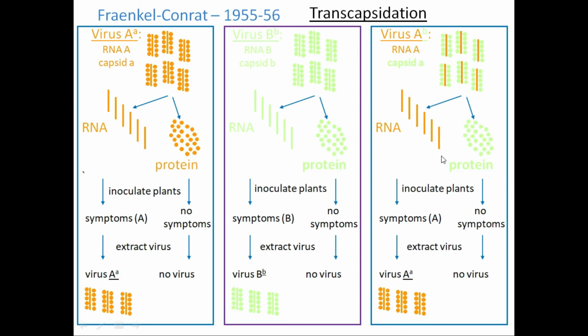Now we inoculate these RNA and proteins separately into plants. So the plants inoculated with the RNA molecules got symptoms, and we get the virus A. And the proteins when inoculated to plant gave no symptom and no virus. So here, though this virus is reconstituted, it has the nucleic acid of virus A and protein of virus B. The RNA, when inoculated to plants, those plants yielded only A type of virus.